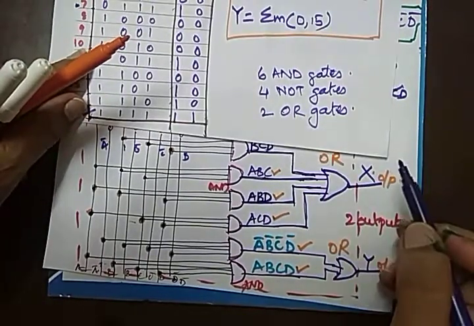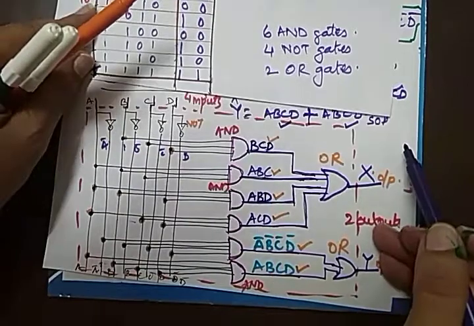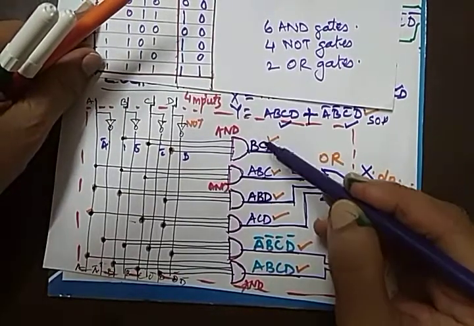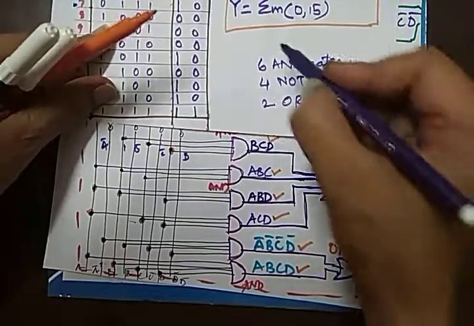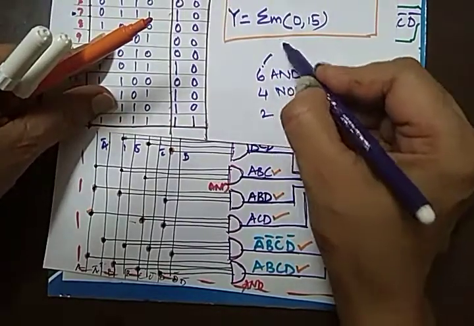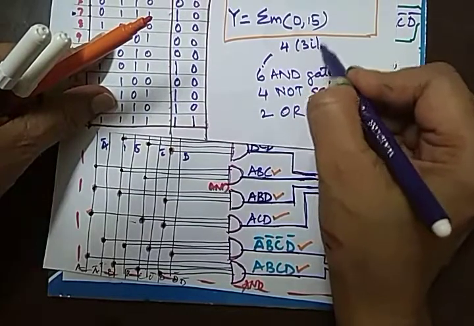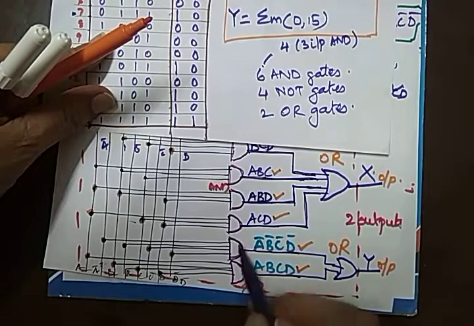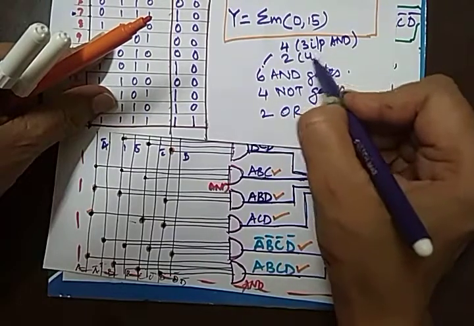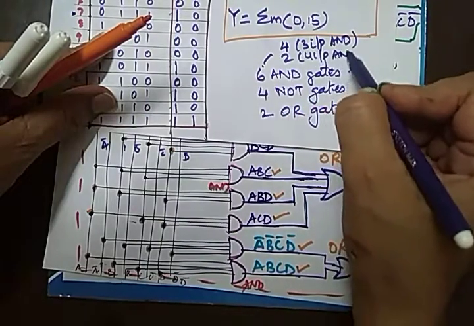To be precise, the 6 AND gates, if you observe, out of the 6, these 4 are 3 input AND gates. So out of these 6, we have 4 which are 3 input AND gates. And there are 2 which are 4 input AND gates. So these are 4 input AND gates.